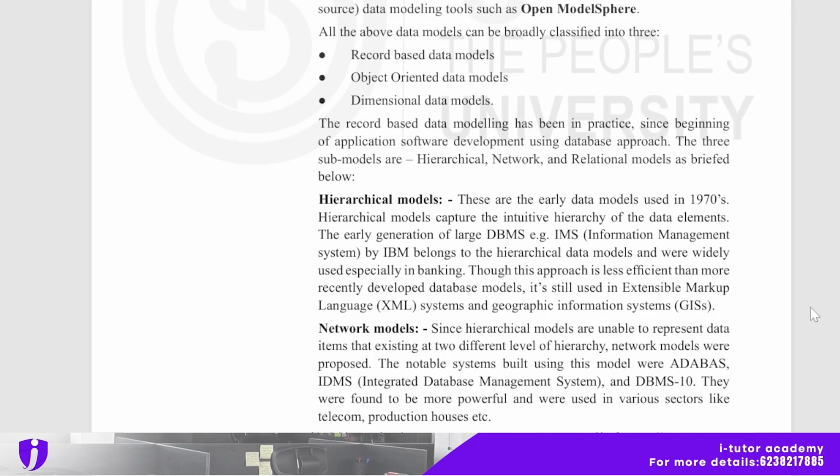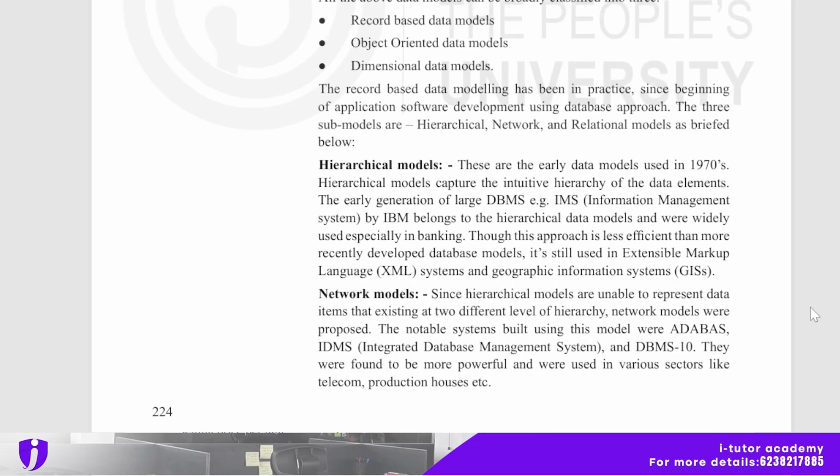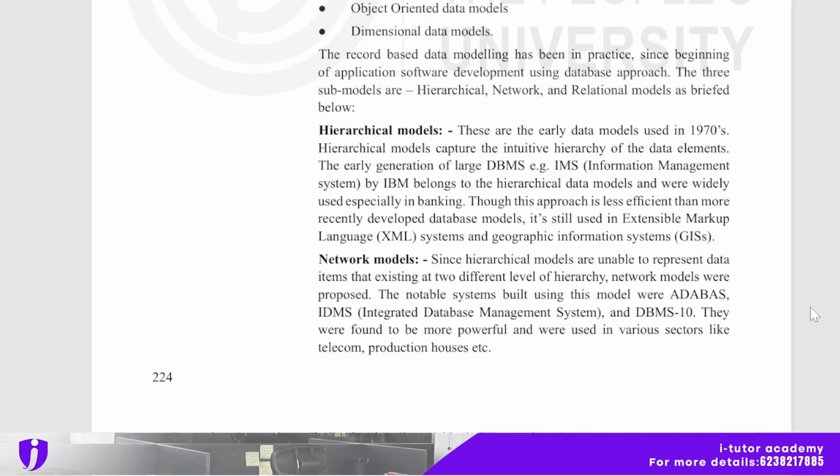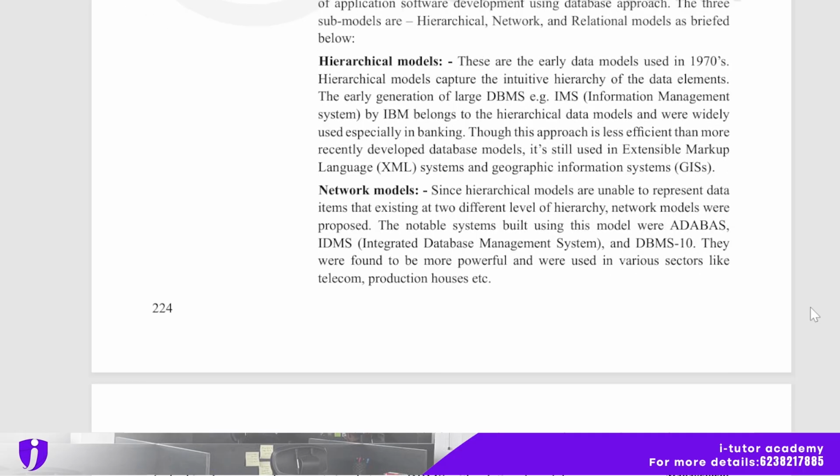And all the above data models can be broadly classified into three: record based data model, object oriented data model, and dimensional data model. Okay, the record-based data modeling has been in practice since the beginning of application software development using the database approach. So three sub-models are there: hierarchical, network, and relational model, as briefed below. So the hierarchical model, these are the early data models used in the 1970s. Hierarchical models captured the intuitive hierarchy of the data elements.